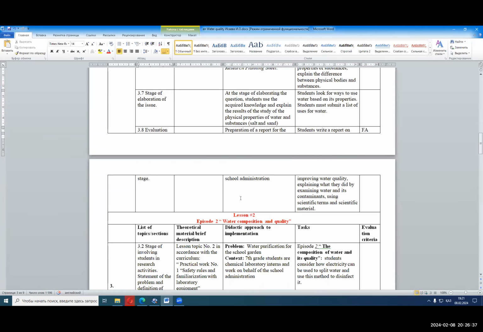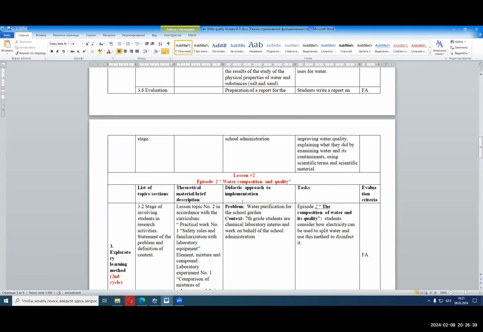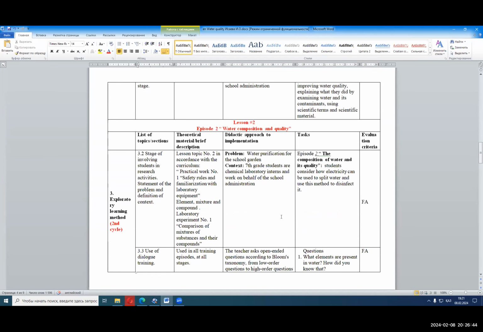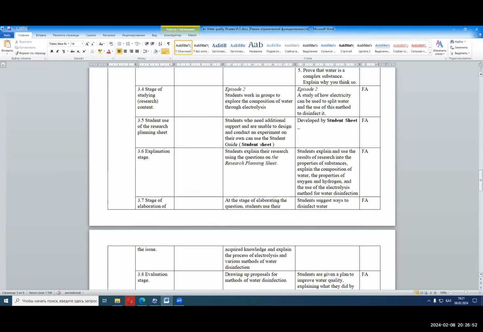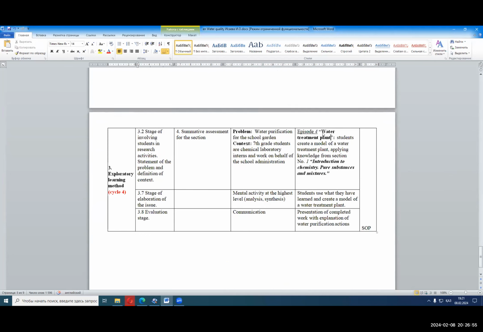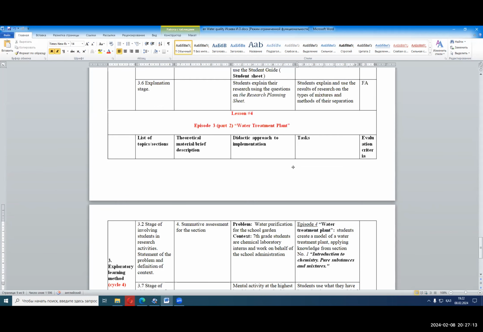And if I say briefly, the main idea of this unit, we think, is creating some water purification plant. I'm not sure how it's said. Water treatment plant. Yeah, this is like the main idea of this unit. So after some lessons, our learners will be able to model some water treatment plant, which is very important for us. That's it.